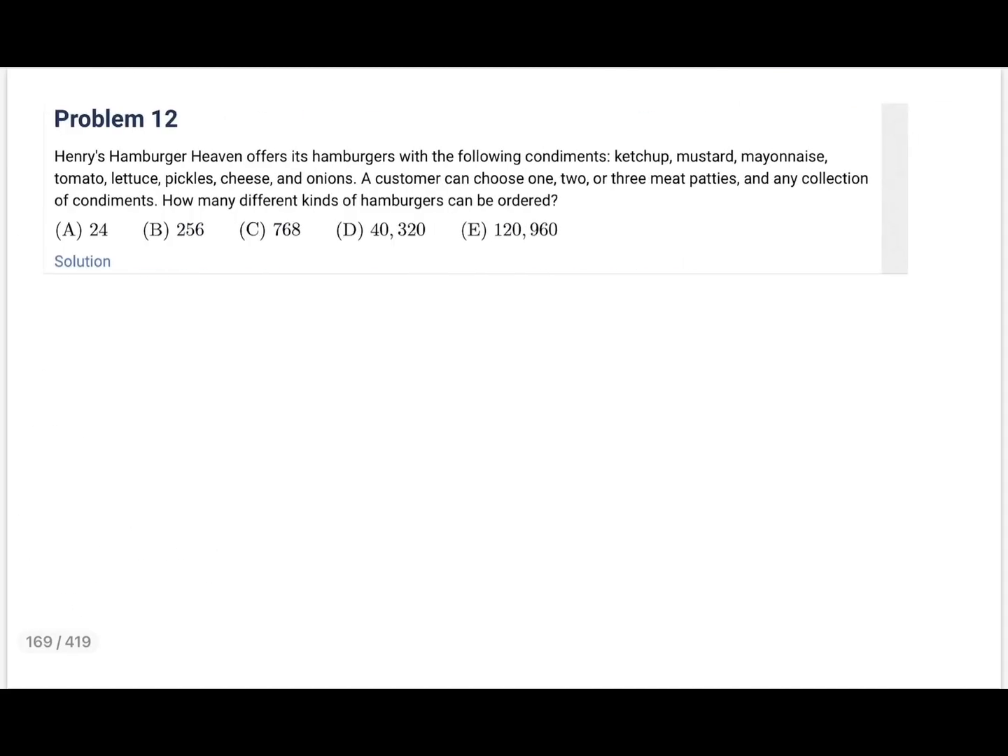Number 12. Henry's Hamburger Heaven offers its hamburgers with the following condiments: ketchup, mustard, mayonnaise, tomato, lettuce, pickles, cheese, and onions. A customer can choose 1, 2, or 3 meat patties and any collection of condiments. How many different kinds of hamburgers can be ordered? So Henry's Hamburger. Okay, so there are 1, 2, 3, 4, 5, 6, 7, 8 condiments. And then 1, 2, or 3 meat patties.